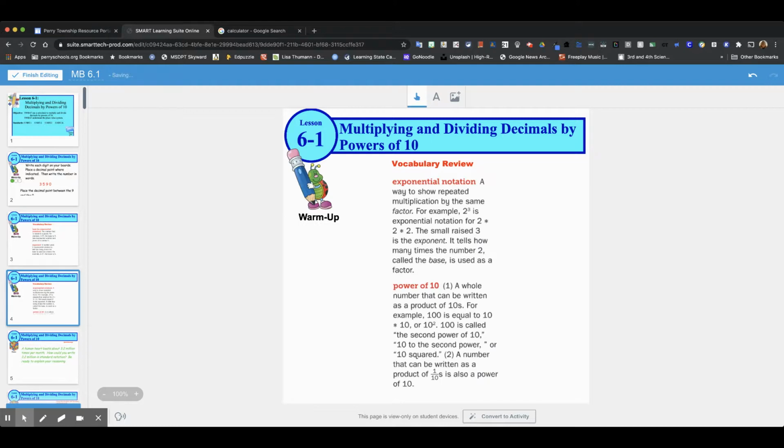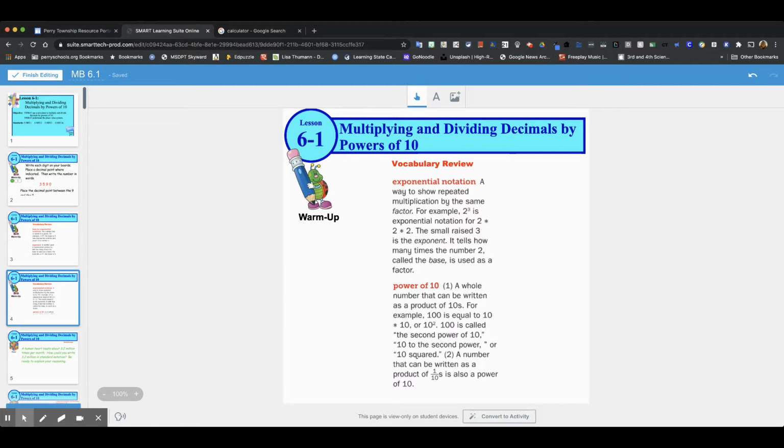Exponential notation. Remember, that is a way to show repeated multiplication by the same factor. For example, 2 cubed or 2 to the third power is exponential notation for 2 times 2 times 2. That small raised 3 was the exponent. It tells us how many times 2, which is the base, is used as a factor.